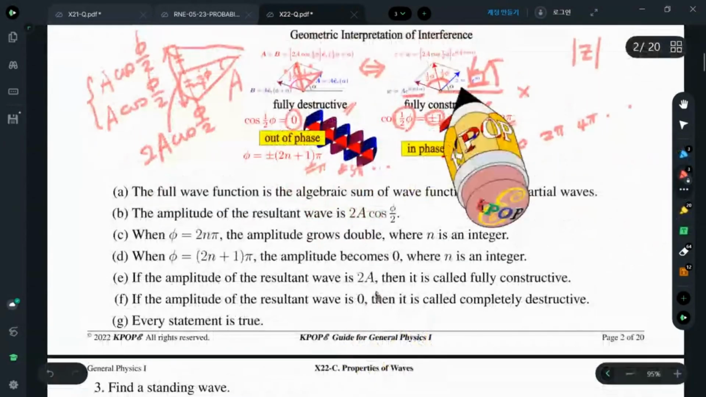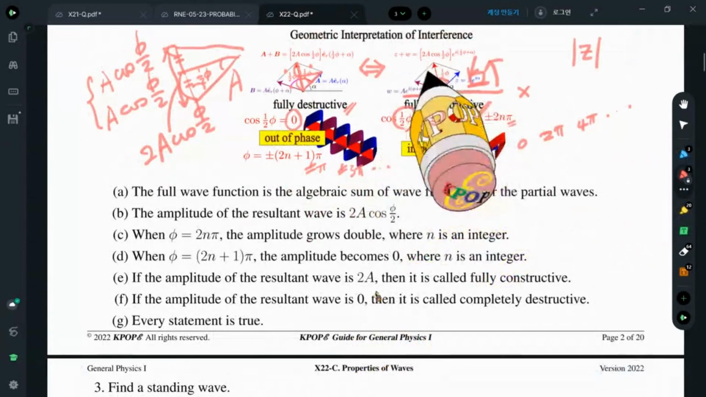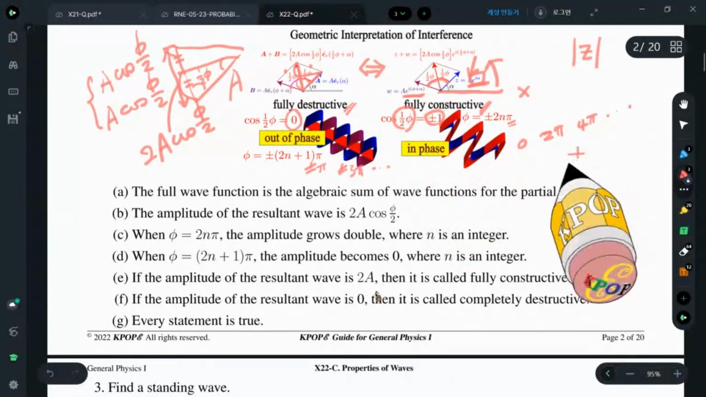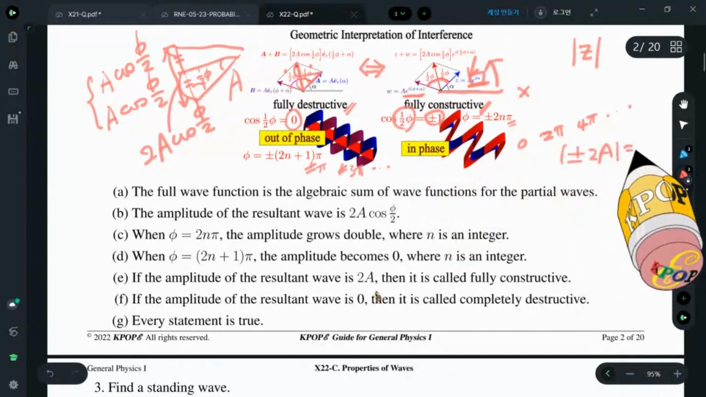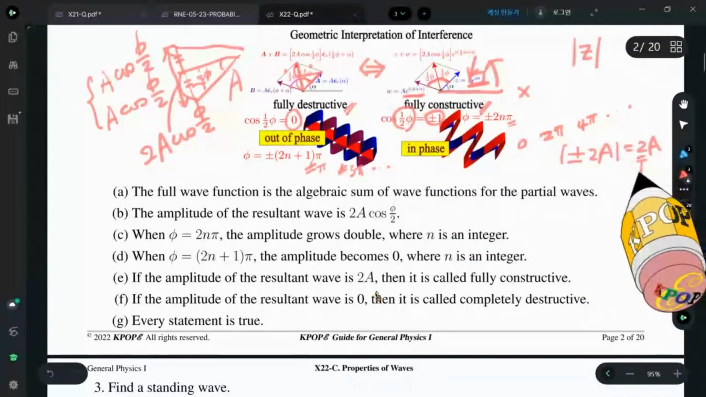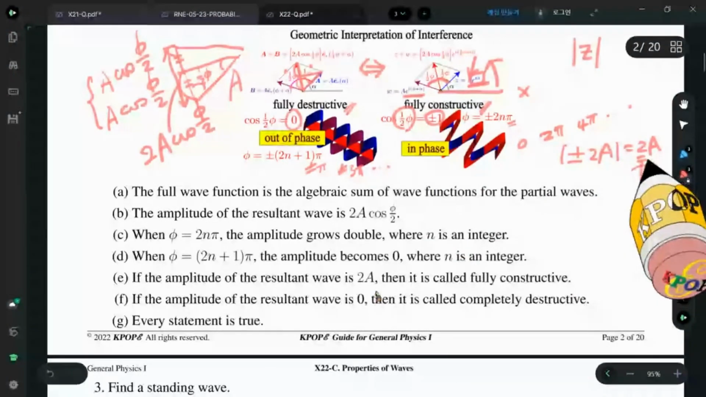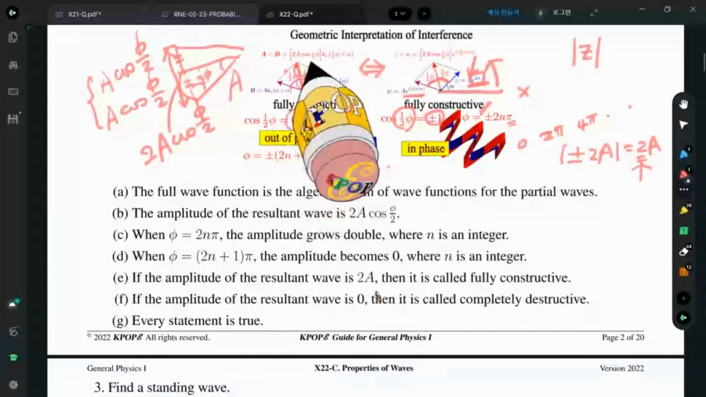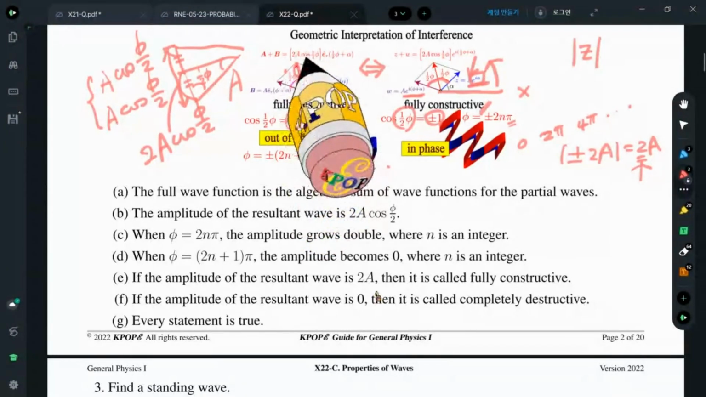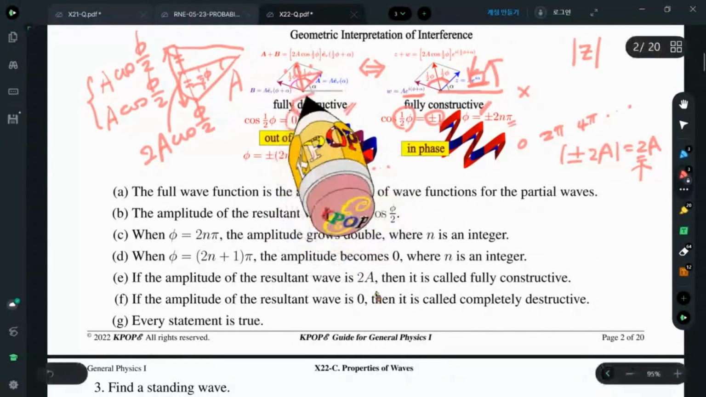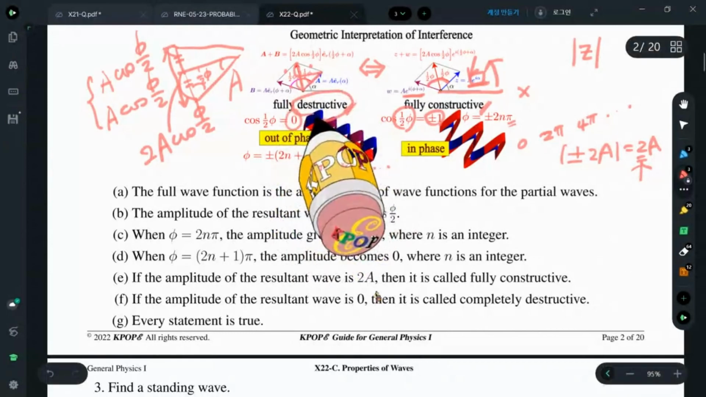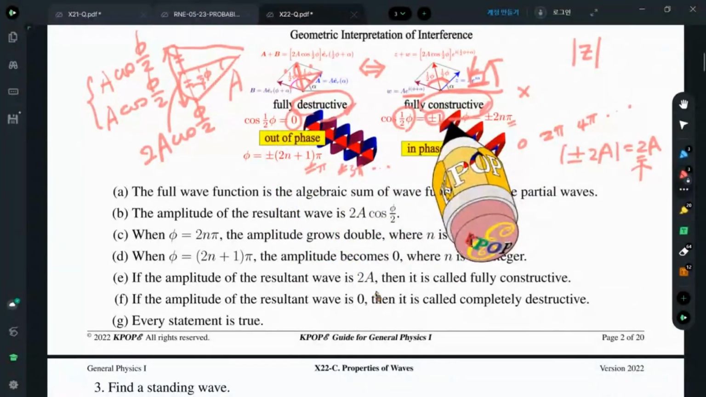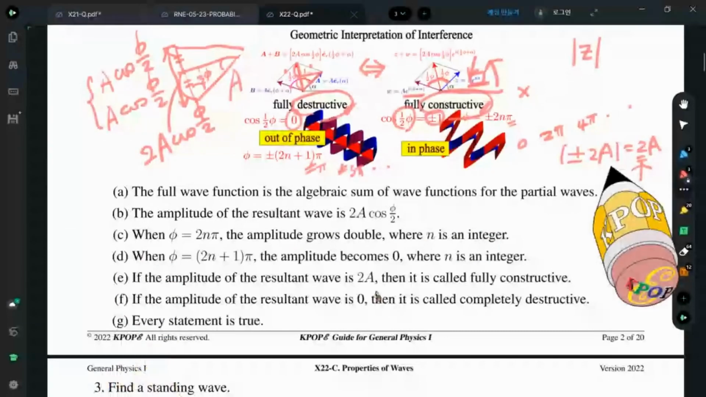So when this happens, the amplitude is doubled because it is plus or minus 2A, with absolute value 2A. So the amplitude is doubled. In the other case, the amplitude disappears. This one becomes 0. We say this is fully destructive interference. This one is fully constructive interference. You can solve this problem with this logic.